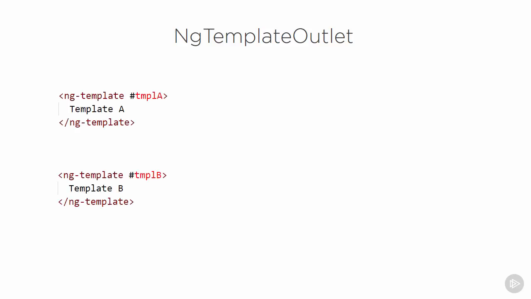ngTemplateOutlet is used to inject a template into a specific location on your page. Imagine we had these two templates in a component. They define a chunk of UI but don't get shown anywhere until we explicitly tell Angular where to display them in our UI. One of the ways to do that is with ngTemplateOutlet.